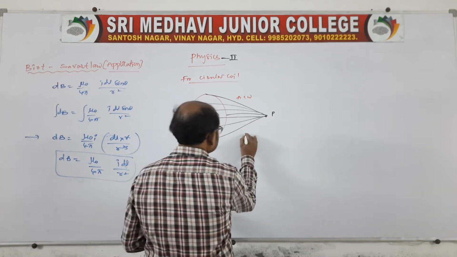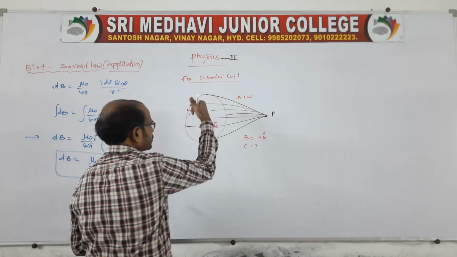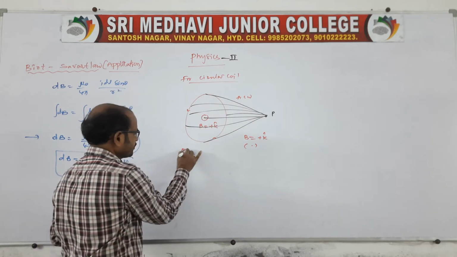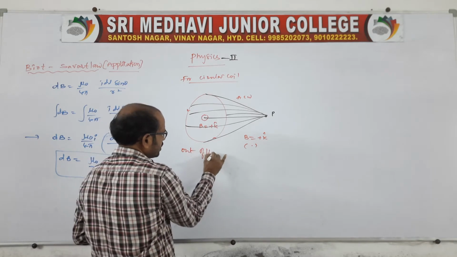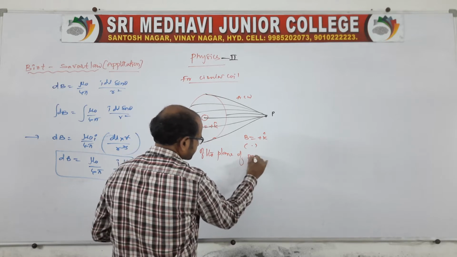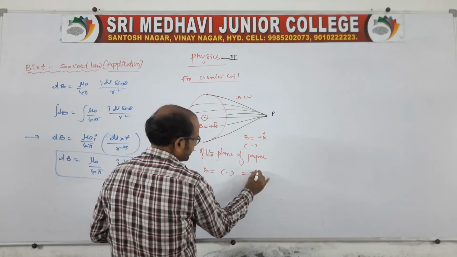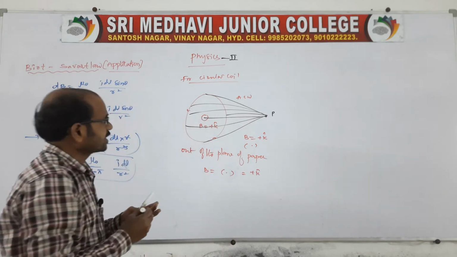That's what we can say. B is equal to plus k cap, and it is indicated by the dot because it is out of the plane of the paper. So you write out of the plane of the paper, which indicates the B's dot, and it is plus k cap. This is when it is the anti-clockwise direction.